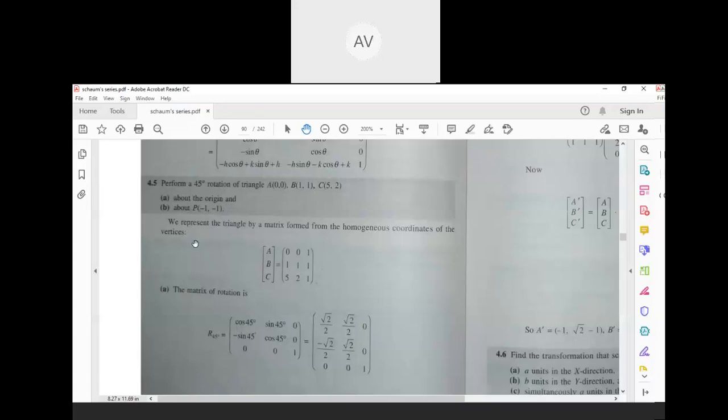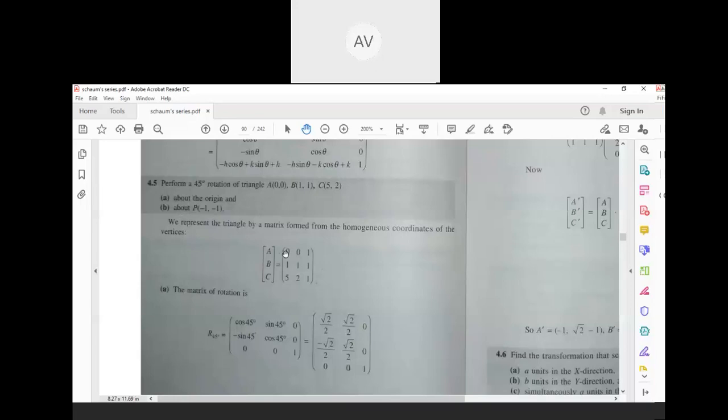So here we have two operations to do. First, we have to rotate the triangle about the origin. That is the first case. And in the second case, we have to rotate the object about P (-1, -1).